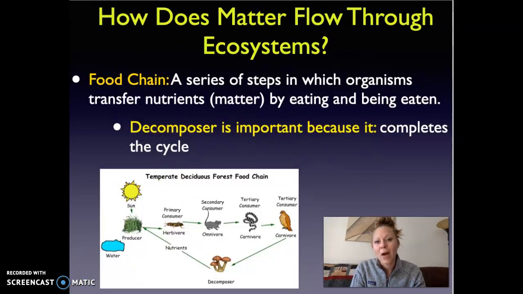So we just looked at how carbon is recycled through the carbon cycle. Let's look at how nutrients are cycled through the food chain. A food chain is a series of steps in which organisms transfer nutrients or matter by eating and being eaten. Let's remember that we want to talk about the decomposer, because it's a big part of this. We didn't really talk about the decomposer in our energy notes, but it's a big deal in the matter notes.